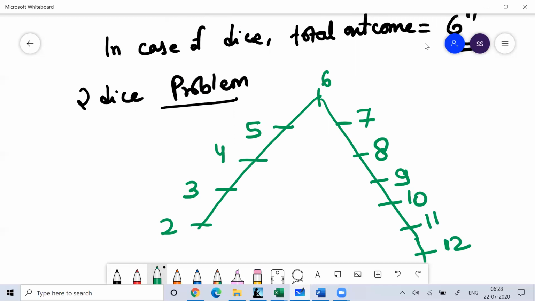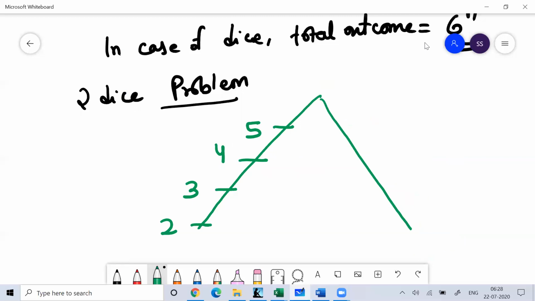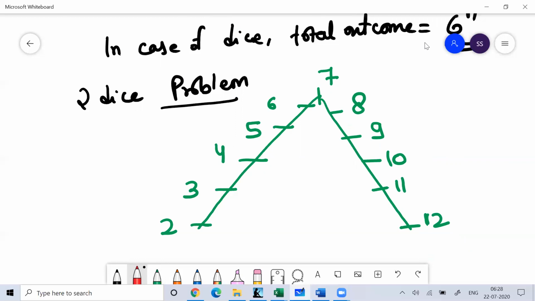So this way you can do this. So now this is 6, then 7, then 8, 9, 10, 11, and this is 12. Now talking about the values of the sum, you can understand that they follow this pattern. It follows this symmetry. So if you know this, you can solve the problem very easily.